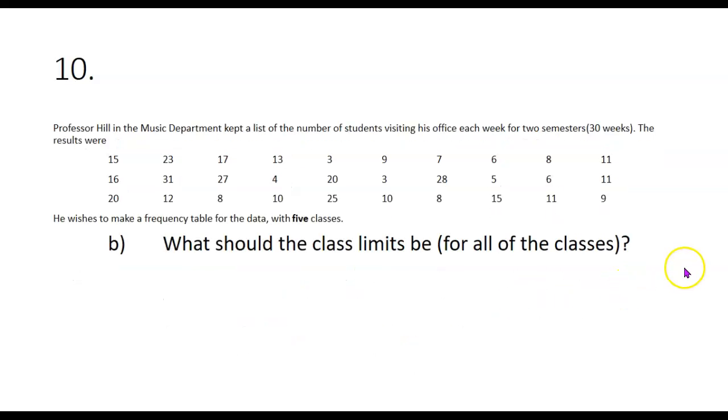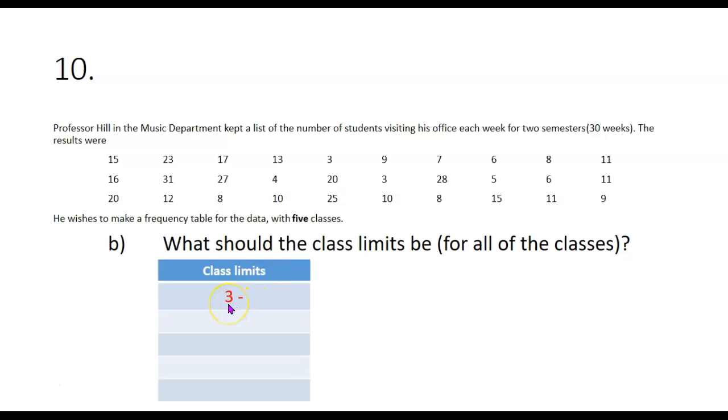Next question, what should the class limits be for all the classes? Remember we said that the smallest data value was 3, so we can take that as the starting point for the first class. It can start with 3. And then the next class can start with, remember we said the width was going to be 6, so 3 plus 6 is 9. So the second class will start with 9. Then 9 plus 6 would be 15, so the third class would start with 15. 15 plus 6 is 21. Plus 6 is 27.